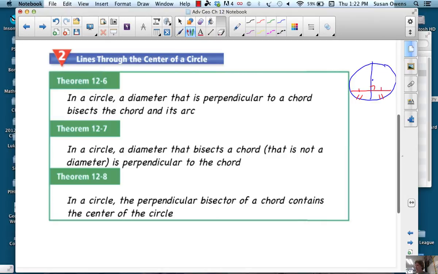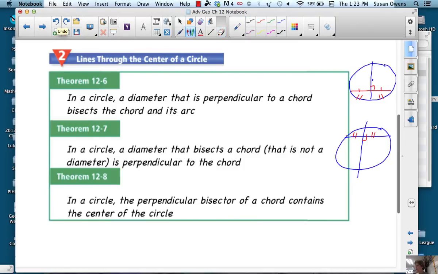The next one says, in a circle, a diameter that bisects a chord that is not a diameter is perpendicular to the chord. So for this one, we have a circle, and we have a chord. And what we know is that it bisects. The diameter bisects it. Then it's perpendicular. So we know that this is going to be perpendicular. Now the reason why this doesn't work with 2 diameters is because we can draw 2 diameters and as long as they go through the center of the circle, they don't have to be perpendicular. So this one only works if it's a diameter and a chord.